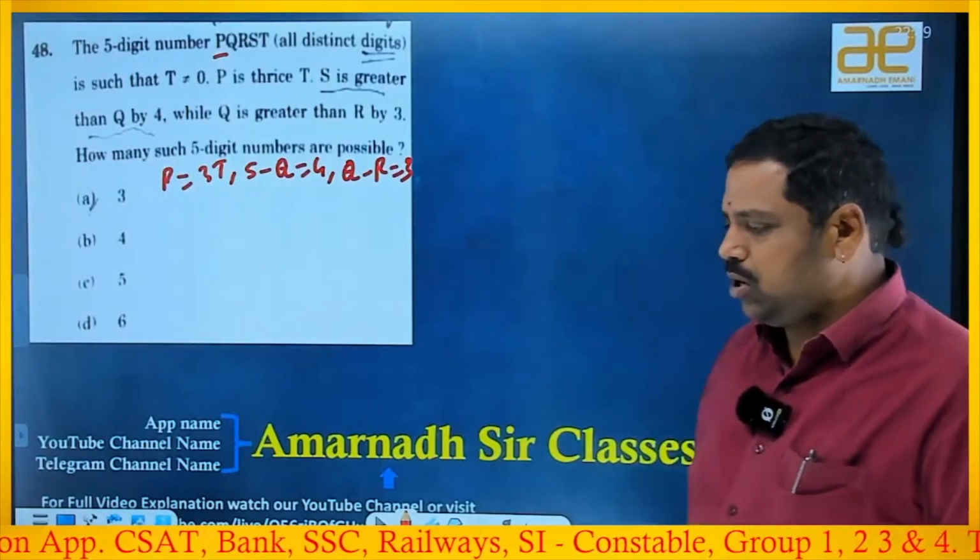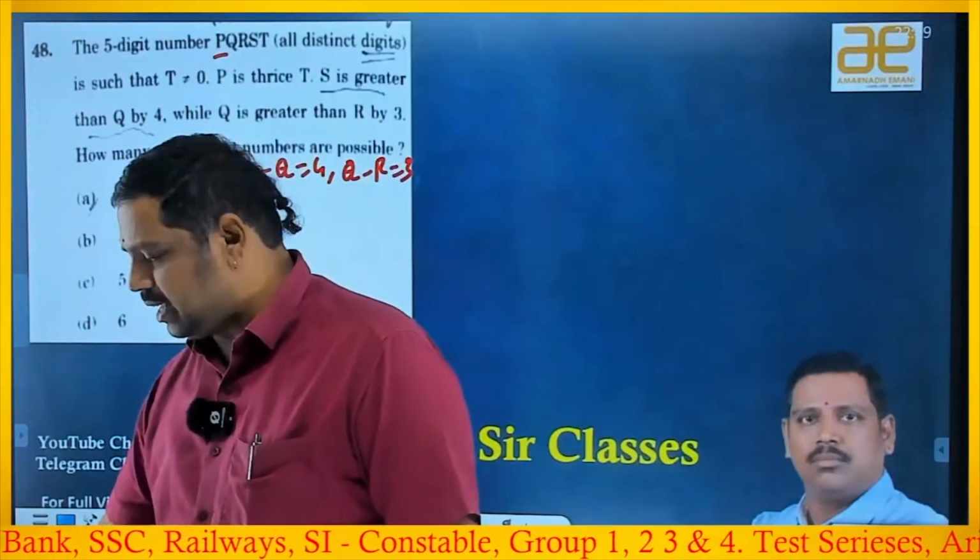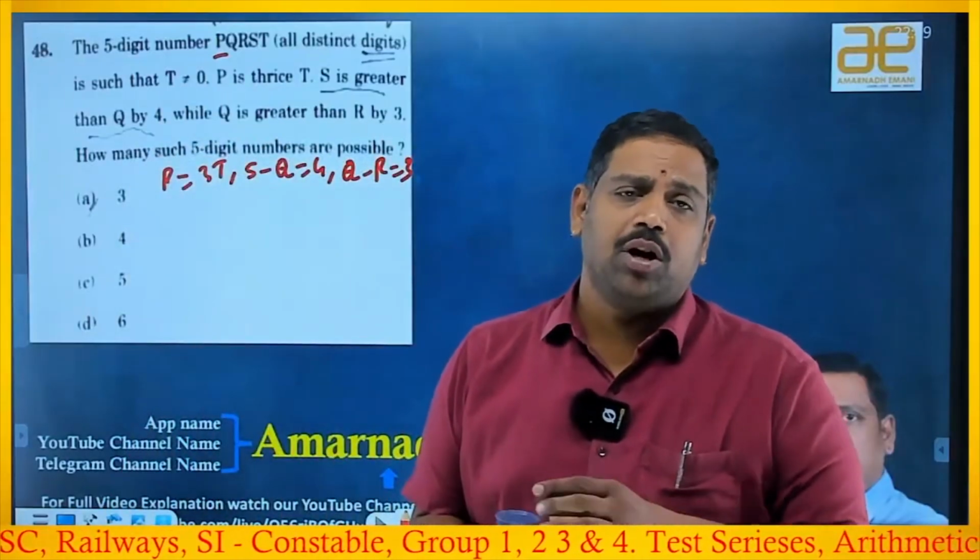He's asking what values P, Q, R, S, T can take. And all are distinct digits, right? That is an important point that you have to understand.